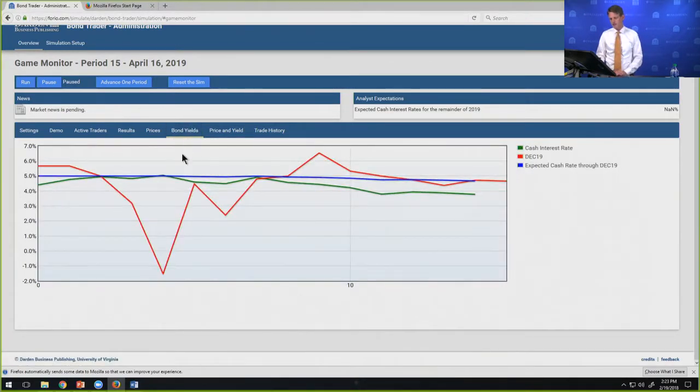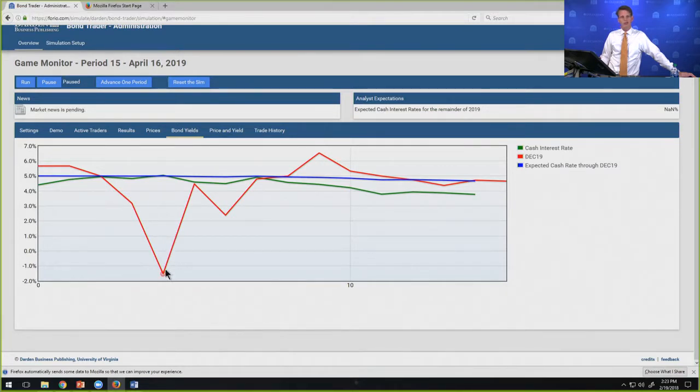And then we could look at this bond yield graphic, so they can see here in red is the yield on the bond, and green is the cash interest rate, and in blue is the expected cash interest rate. And one notices, well, what happens when the yield gets so low? When the yield gets so low, nobody wants to hold the bond. Nobody wants to earn negative 1.5%. And so everyone will be selling.